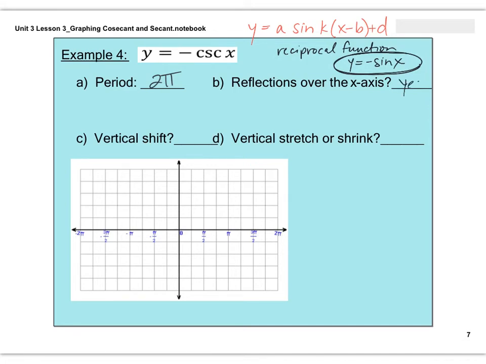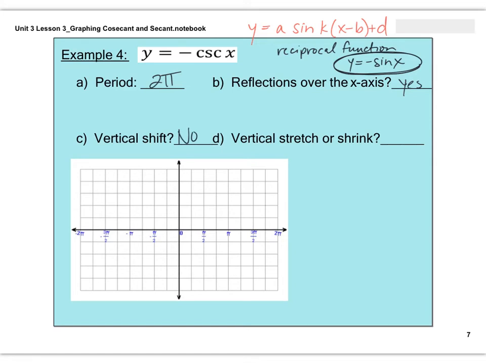Yes, it is, because it's negative sine x. It's like a negative 1 in front of the word sine. Is there going to be a vertical shift? Nope. There's no d in this equation. There's nothing that's going to shift it up or down. Is there a vertical stretch or shrink?